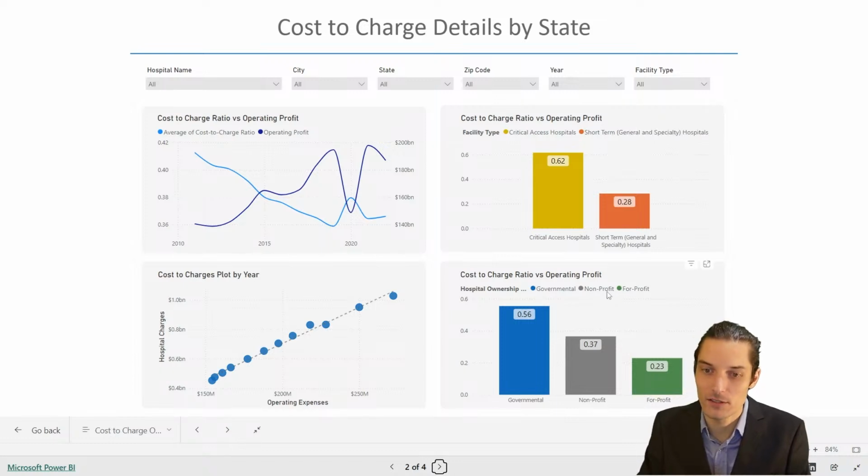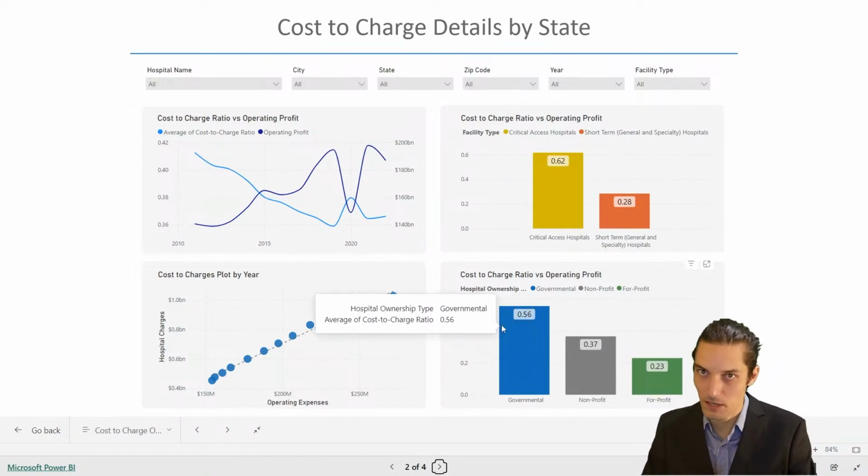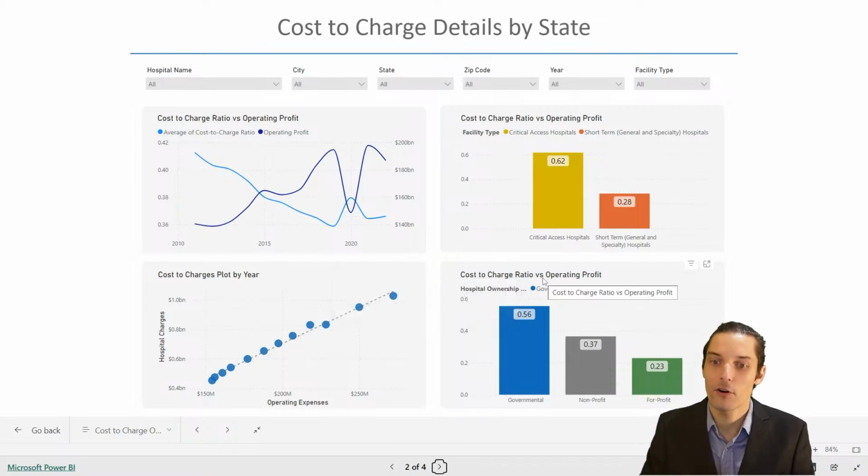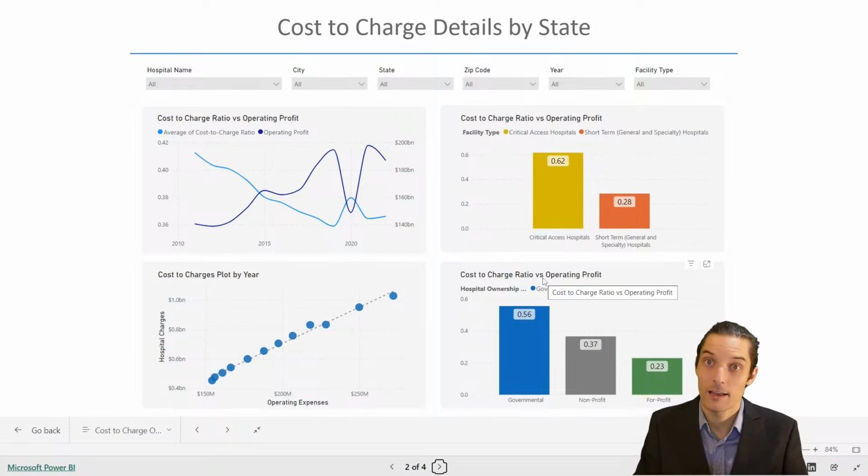Another thing I found interesting was that the kind of entity matters a lot. So if you're a government, nonprofit, or for-profit, your cost to charge ratios also vary. And so if you're a governmental entity, your cost to charge ratios are higher, meaning that there's not much room to negotiate down. Said another way, whatever your government entity or government facility says is what more or less they're going to charge you, and there's not going to be a lot of wiggle room.